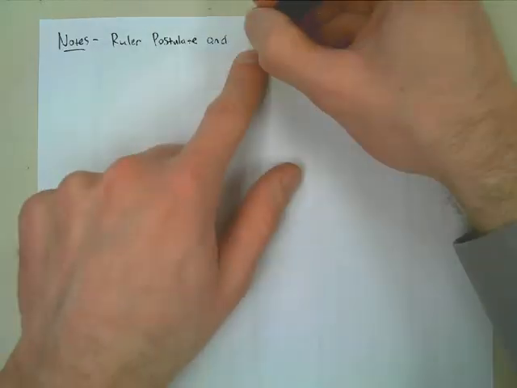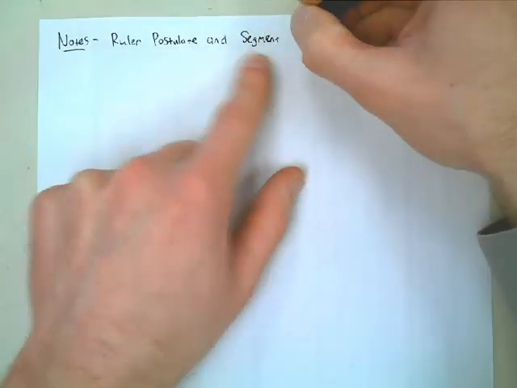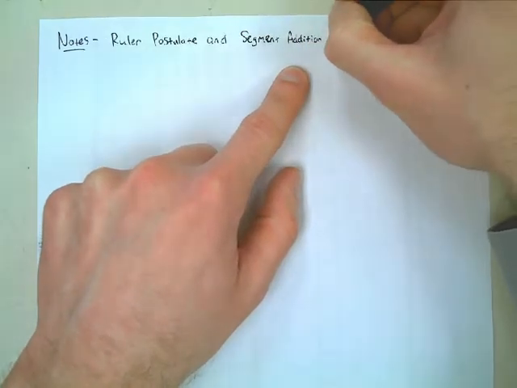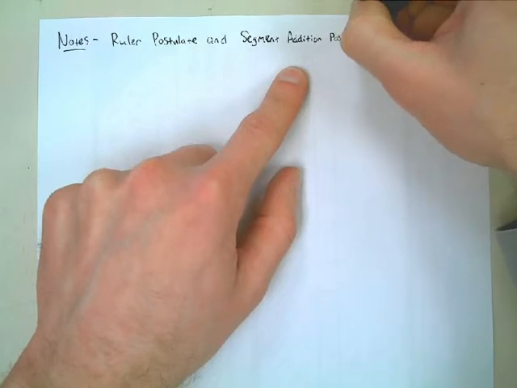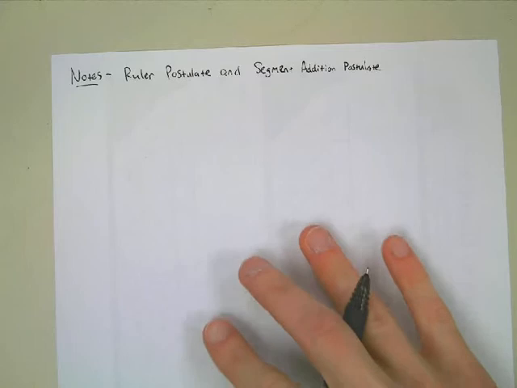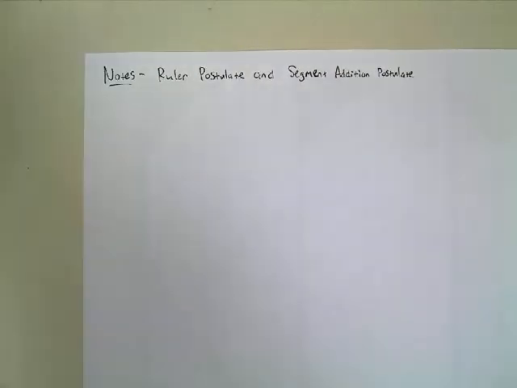Okay, and then we're also going to look at the segment addition postulate. All right, segment addition postulate. So 2 postulates, the Ruler Postulate and the segment addition postulate.